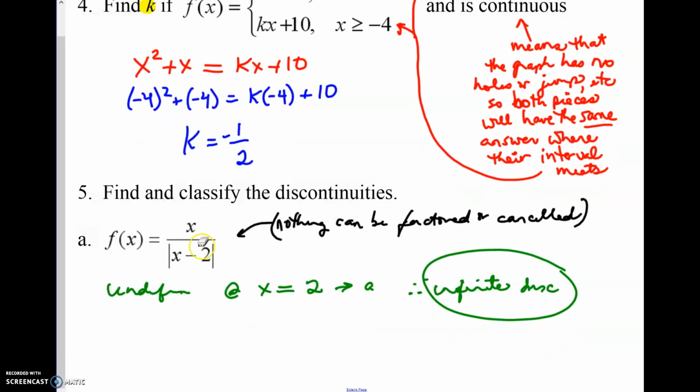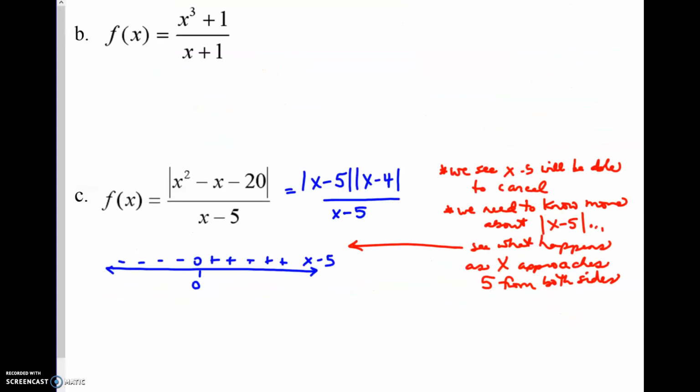We see this absolute value in the denominator. We see that there's going to be an asymptote here at x equals 2. It's undefined at x equals 2, and therefore that's an infinite discontinuity. There's going to be an asymptote there. We're still looking for the classification of the discontinuity.